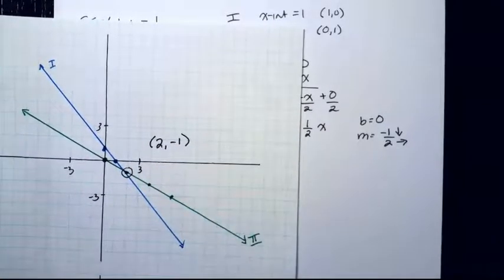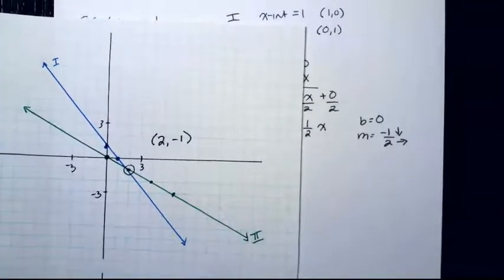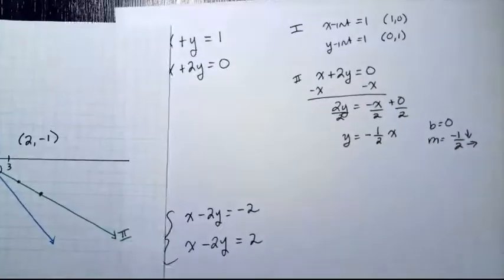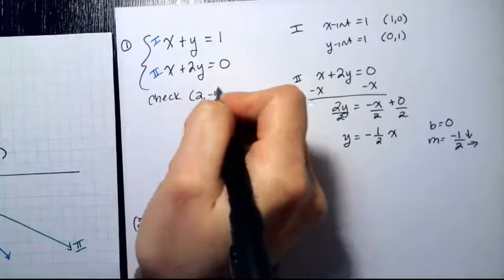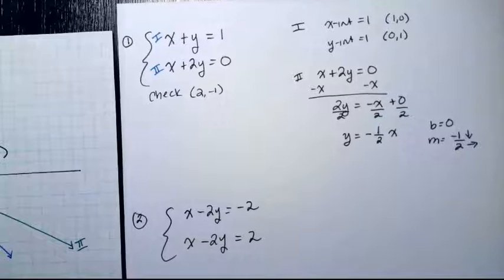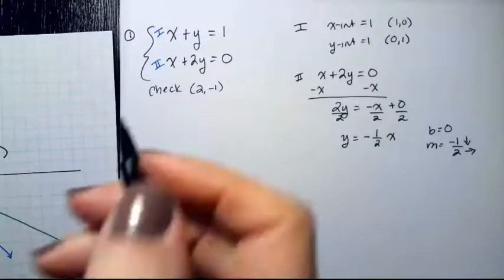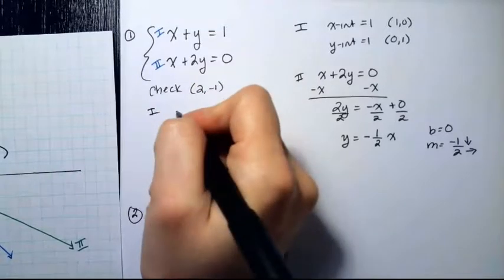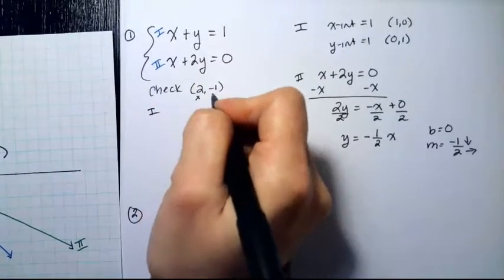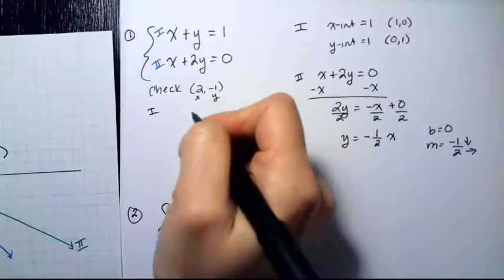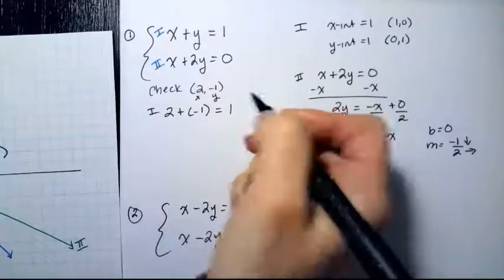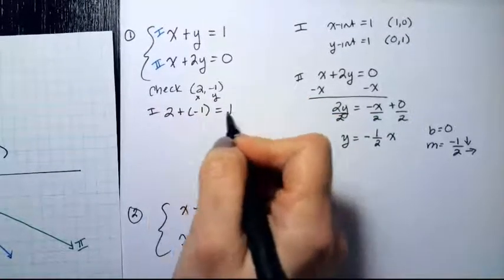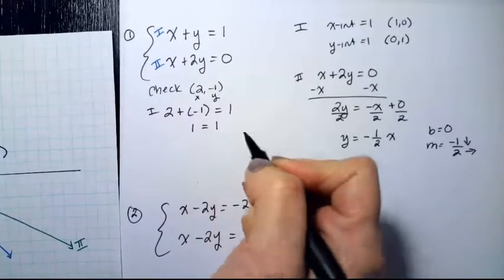Now, if that is a solution to the system, then it works for both equations. So I'm going to check it in both equations and see if it works. So let's go ahead and check here. So I am checking 2, -1. If you're not going to check both equations, don't even bother checking, because checking one equation is not going to help you. So I'll check the first one. Replacing x and y with 2 and -1. So 2 plus -1, is that equal to 1? Well, 2 plus -1 is the same as 2 minus 1, which is 1. So 1 equals 1. So that works.